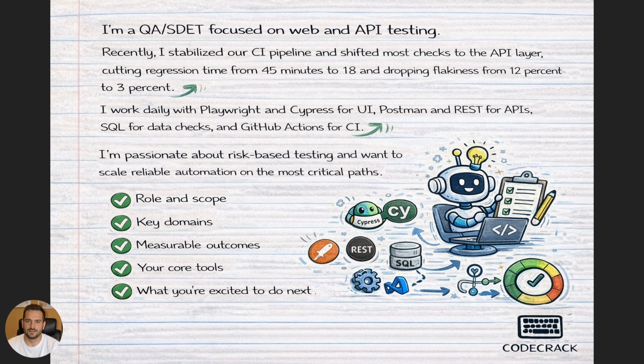I'm a QA or SDET focused on web and API testing. Recently, I stabilized our CI pipeline and shifted most checks to the API layer, cutting regression time from 45 minutes to 18 and dropping flakiness from 12% to 3%. I work daily with Playwright and Cypress for UI, Postman and REST for APIs, SQL for data checks, and GitHub Actions for CI. I'm passionate about risk-based testing and want to scale reliable automation on the most critical paths.